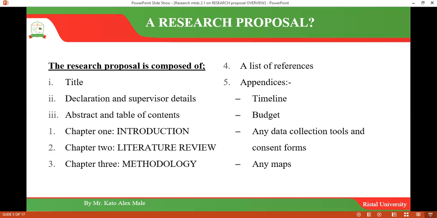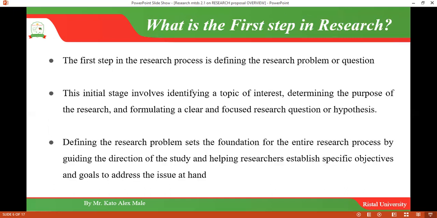In case you need to give us some maps about the study area, you can also include the maps. You can include these maps in your research proposal because it will ease things for your investigators. They will find it easy to locate your study area.